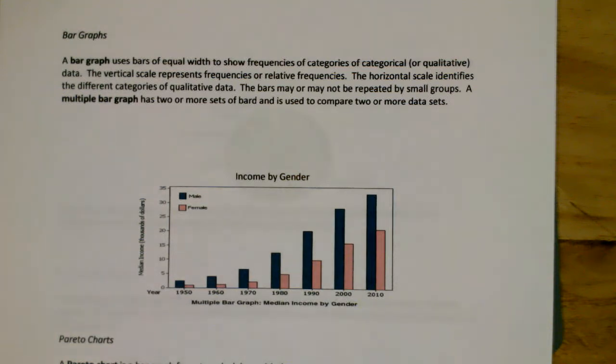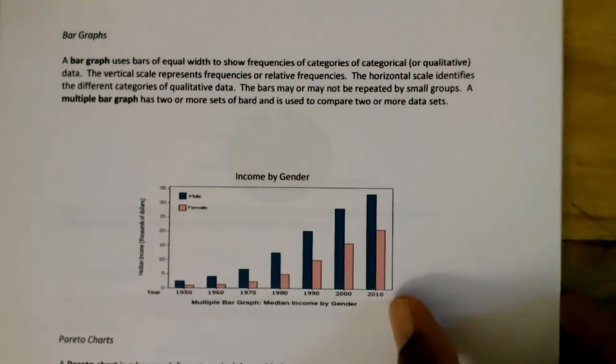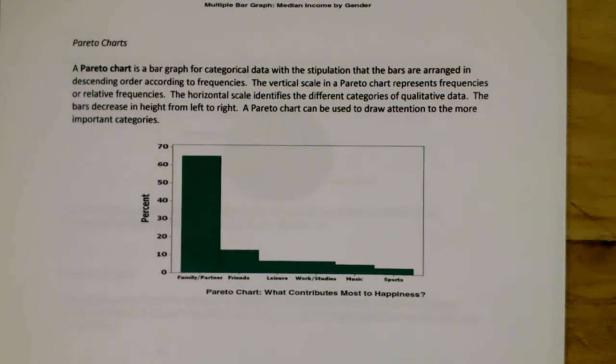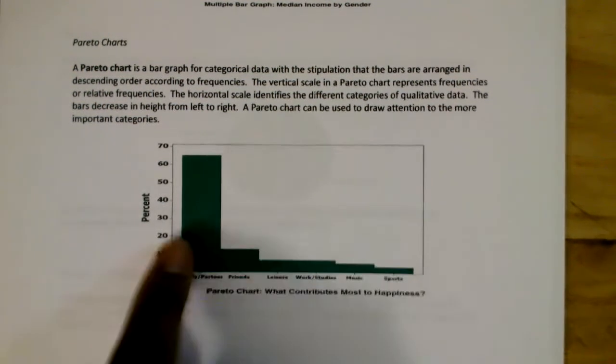Now we won't do an example of constructing a bar graph, but do be familiar with what it looks like. And also we can use technology to create a bar graph. All right, next is a Pareto chart, and it looks like this. This is also for categorical data, with the stipulation that the bars are arranged in descending order according to frequencies. The vertical scale represents frequencies or relative frequencies, where the horizontal scale identifies different categories of qualitative data. So here the bars, as you can see, decrease in height from left to right.